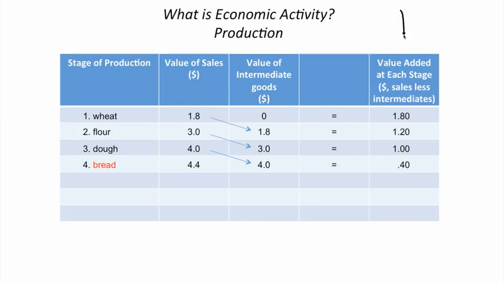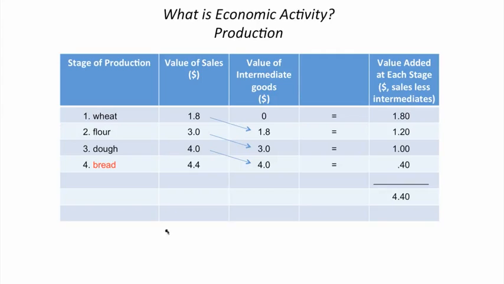Now, I want to focus on this column, the value added column. This is looking at production at each stage purely in terms of value added. In other words, we are taking out the cost of the intermediate goods at each stage. In doing so, we avoid the double counting problem that we identified in the previous slide. If we add up all of those value addeds from each stage, we get $4.40.